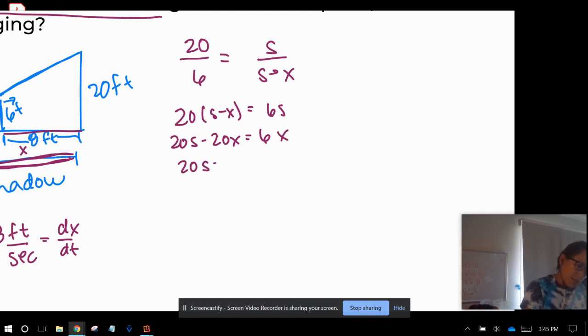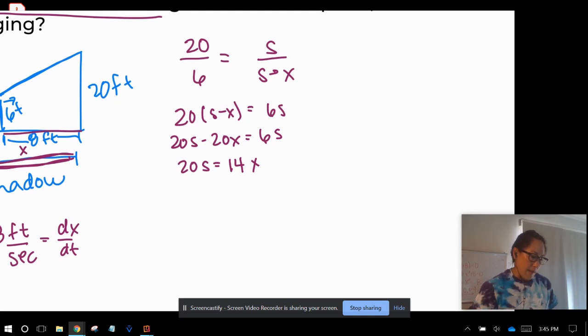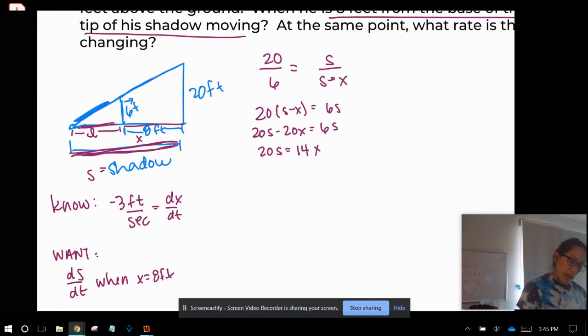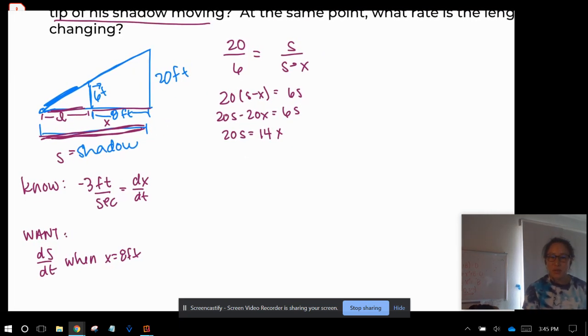20S is equal to 14x. And I see what I did wrong. I put an X instead of an S there. Yeah, that's better. Okay, so I have an equation with X's and S's, which is really good because I need these dx and ds rates. So let's take the derivative. I have 20 times 1 ds/dt is equal to 14 dx/dt.